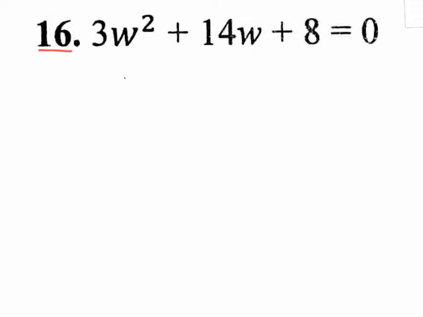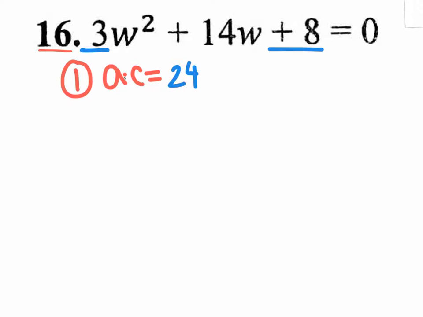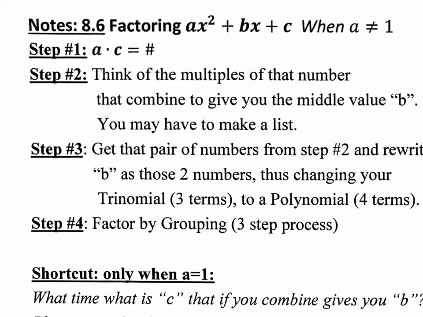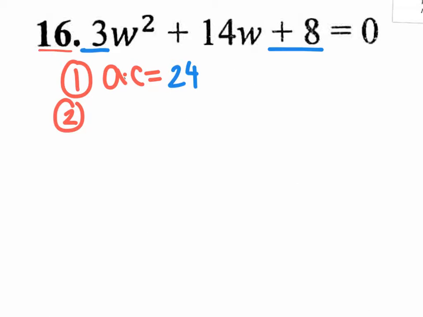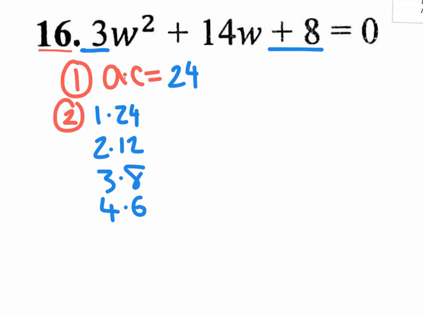Step 1, A times C. A times C is 24. And again, it's important that you look at the signs. It's a positive 3, that's a positive 8, so it gives you a positive 24. If you go and read step 2, it is to make a list, right? Make a list of the multiples of that number from step 1. So the question is, how could we get 24? Well, it's going to be 1 times 24, 2 times 12, 3 times 8, 4 times 6, and that's about it. Those are all the possible ways of getting 24.